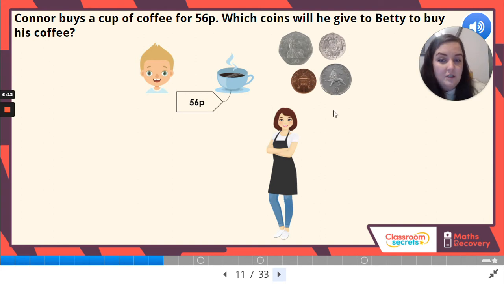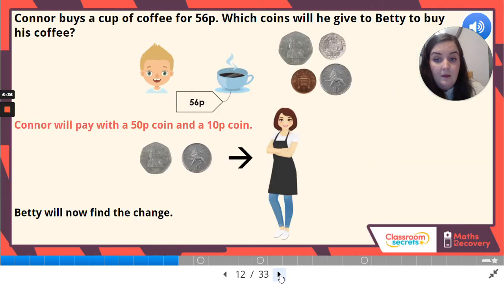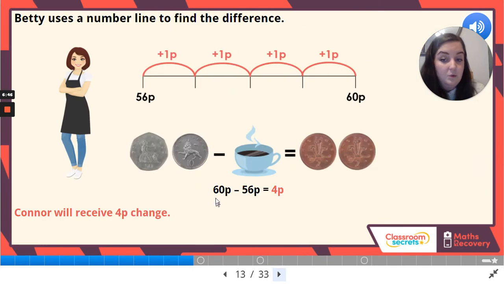Now he couldn't give a 20p to Betty because 20p is smaller than 56p. We need a little bit more money. Again, he couldn't give a 10p or a 1p because the amount is too small. He could use 2 coins together. Which 2 coins do you think are the best ones to use? There are 2 options you could choose, but Connor is going to use a 50p and a 10p coin. So what is that amount together? 50 add 10 equals 60p.